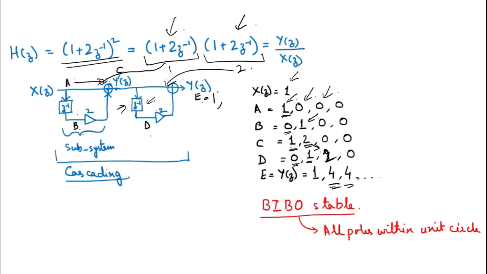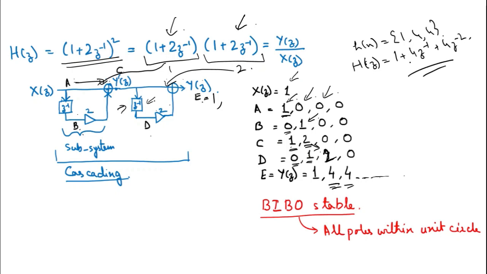And as you go on, no values will come out. So again, if you see, you get h[n] equals 1, 4, 4, which corresponds to H(z) of 1 plus 4z inverse plus 4z inverse minus 2. So as I told you, all the FIR filters are stable because all the poles are within the unit circle.